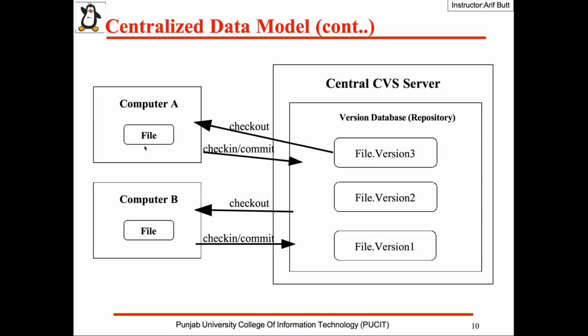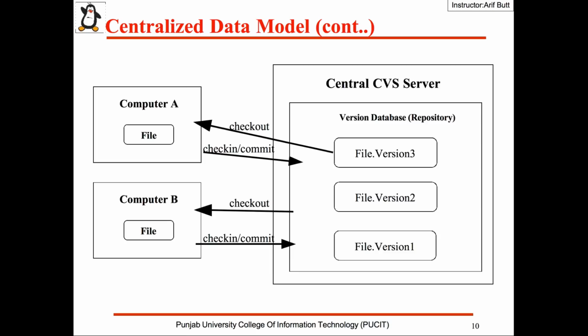A client sitting at computer A checks out a specific version of the file to get a local working copy of the file on his or her computer. He or she works on the file by making deletions, updations, or maybe adding new contents in the file, and finally performs a check-in or commit operation to write the changes from his or her working copy back to the repository, and thus makes the latest version of the file available to other users for further development. So this is how the versioning tool that follows the centralized data model works.